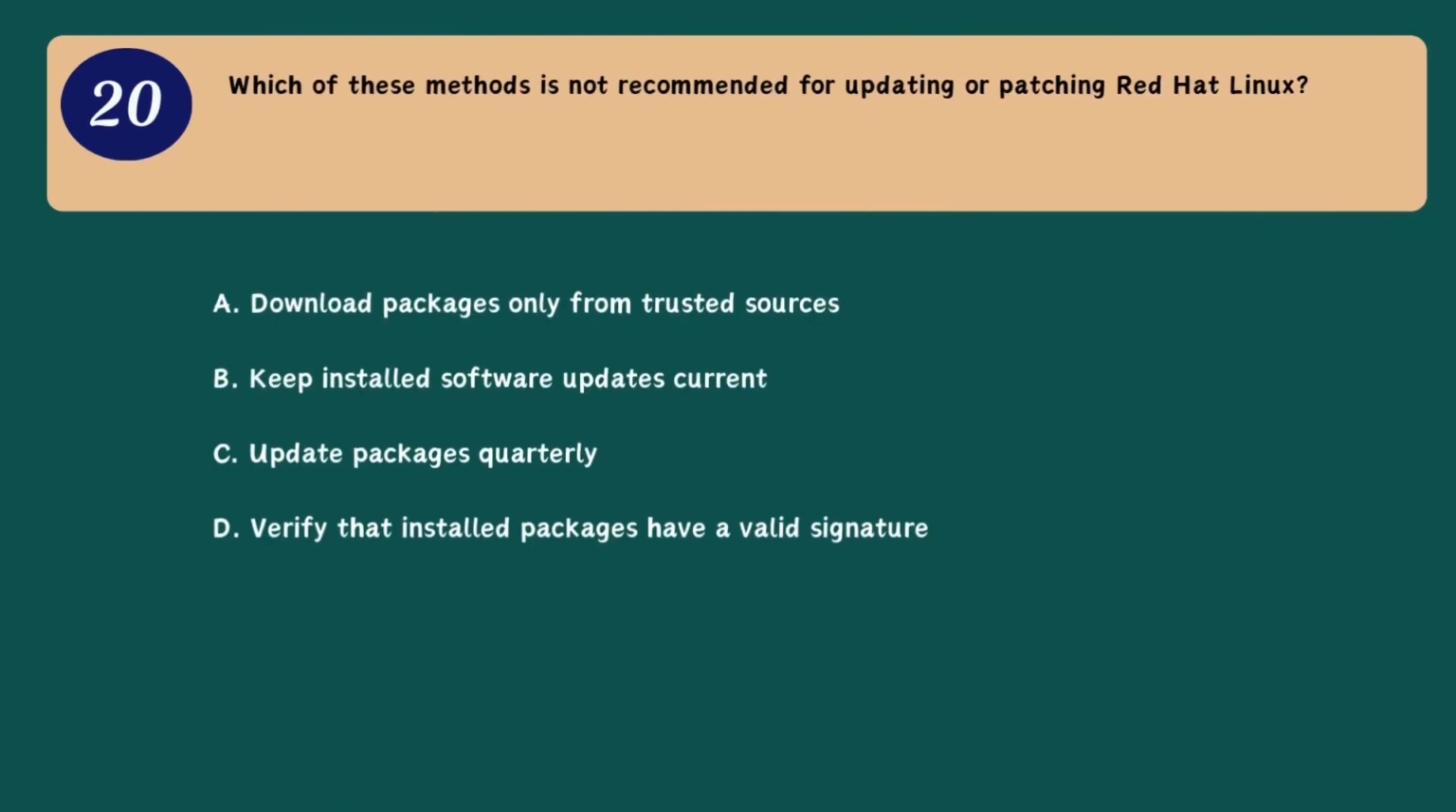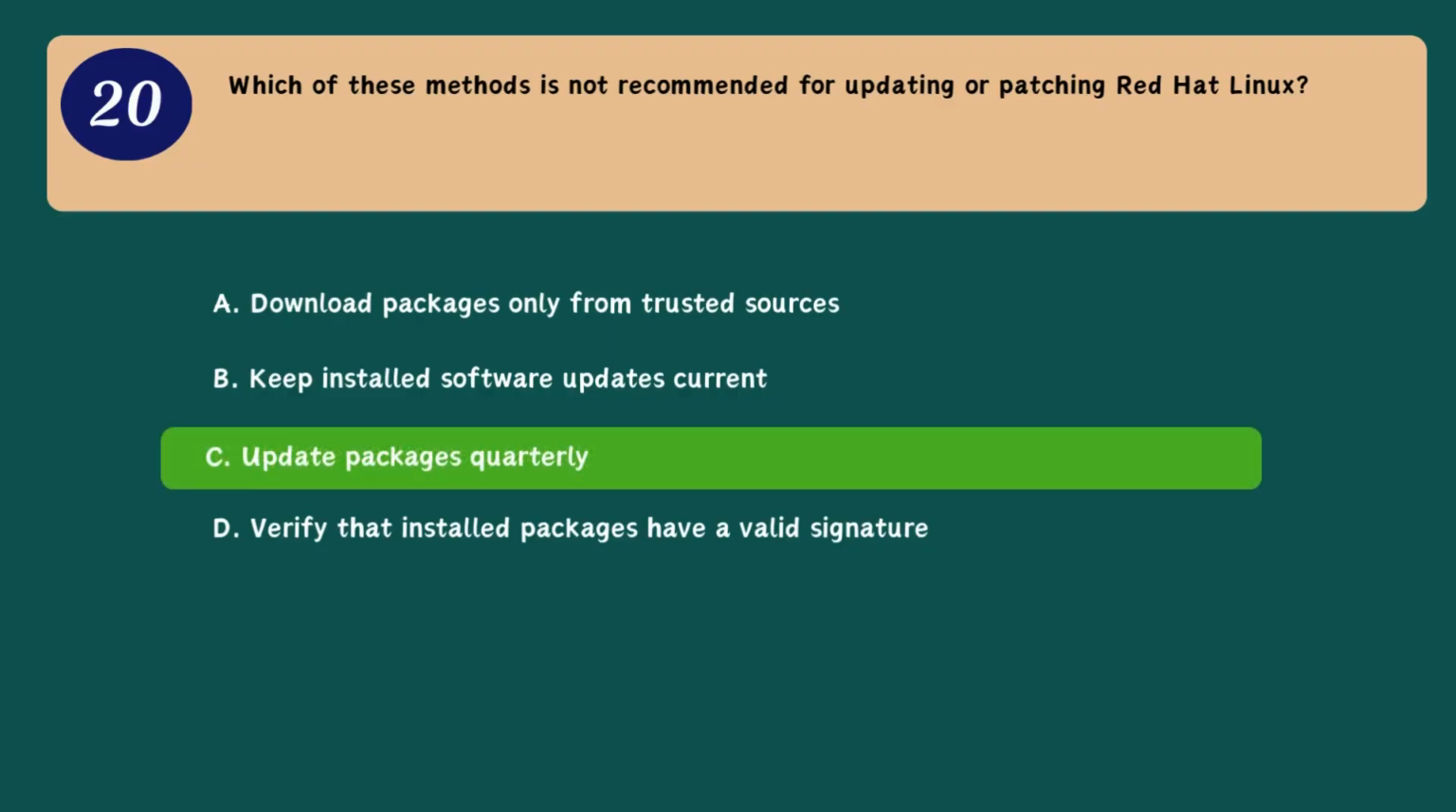Question 20. Which of these methods is not recommended for updating or patching Red Hat Linux? A. Download packages only from trusted sources. B. Keep installed software updates current. C. Update packages quarterly. D. Verify that installed packages have a valid signature. Correct answer. C. Update packages quarterly.